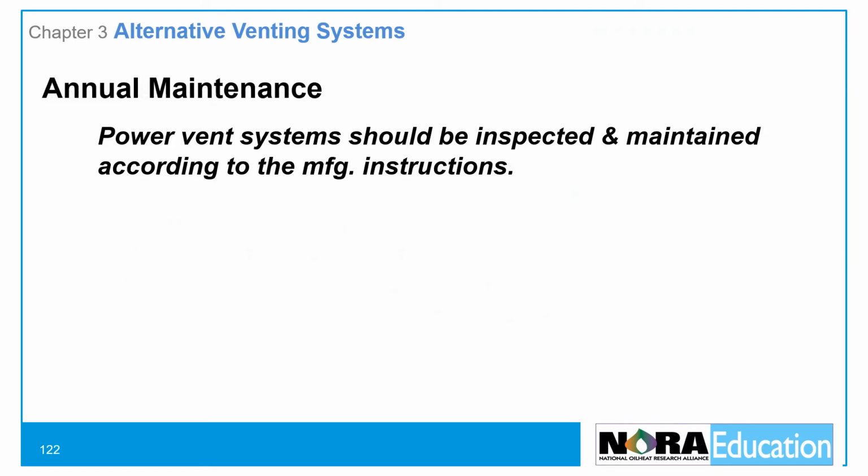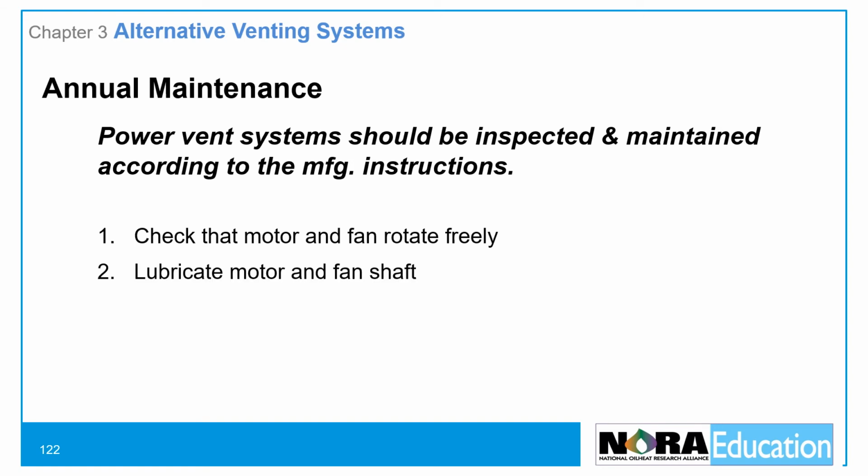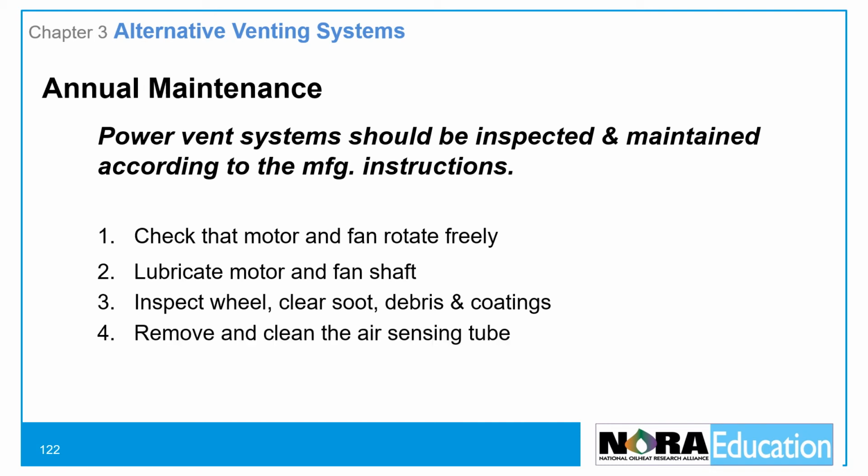A power vent system should be inspected and maintained according to the manufacturer's guidelines. During the annual maintenance, the service technician should check to be sure the motor and fan rotate freely, and lubricate the motor and fan shaft with the lubricant specified by the manufacturer. The use of a non-approved lubricant often leads to premature failure. Inspect the power vent wheel and clean out any soot, debris, or coatings that inhibit either rotation or airflow.